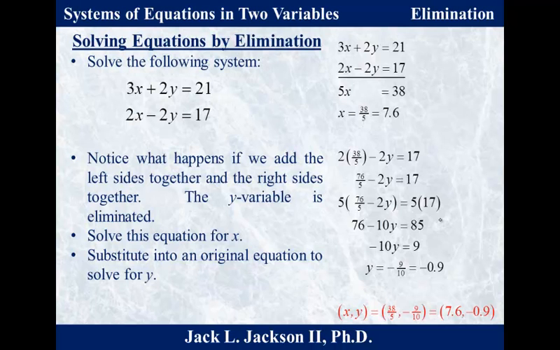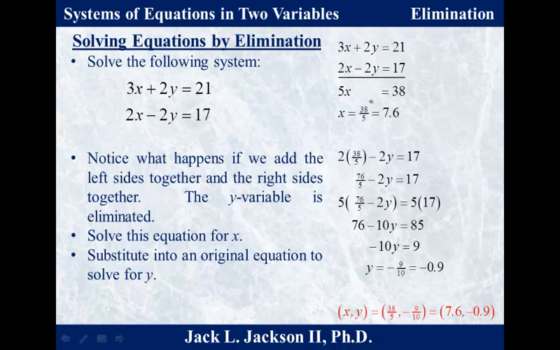So if I take the original equation and add 17 to both sides of the equation, it's going to still be a true statement. So I add 17 to the right side and get 21 plus 17 is 38. But when I add 17 to the left side, instead of using 17, I'm going to use the equivalent expression 2x minus 2y. And now look what happens. The 2y and the negative 2y cancel out, and we get 3x plus 2x is 5x. So the resulting equation right here is 5x equals 38.